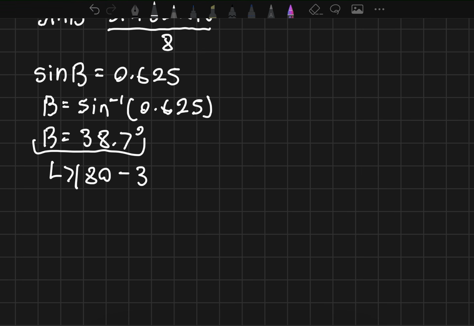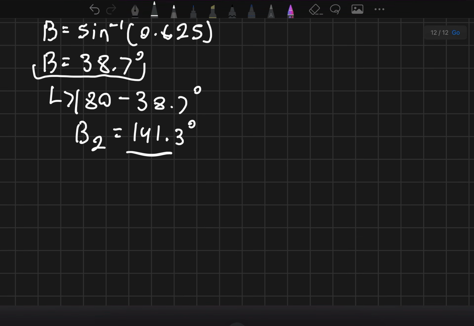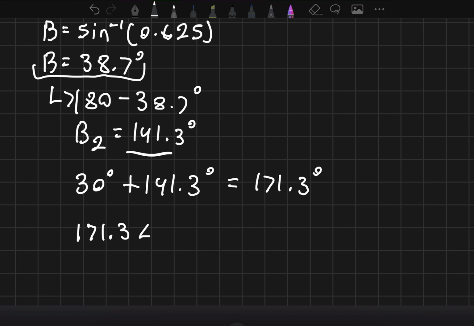180 minus 38.7 degrees, and we get B2 to be 141.3 degrees. Now we have to double check if this is even valid. So we do 30 degrees plus 141.3 degrees, and that gives us 171.3 degrees. And 171.3 is smaller than 180, so it is valid. So then we can conclude that there are two triangles possible.